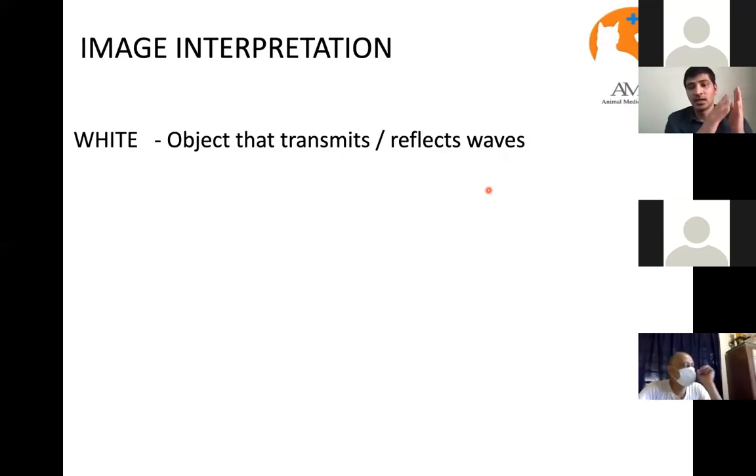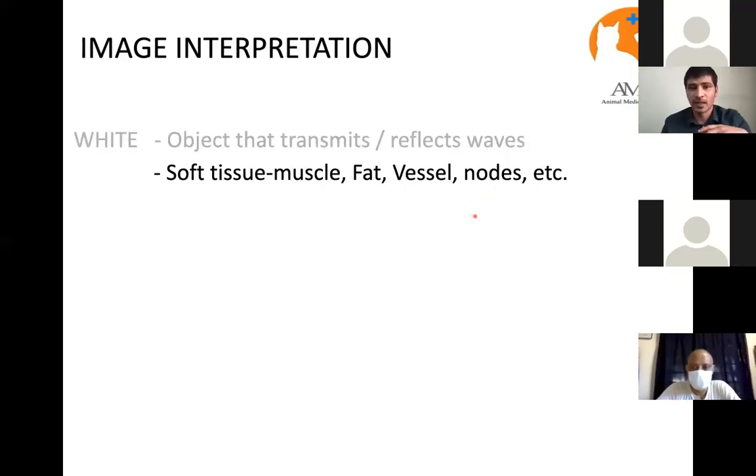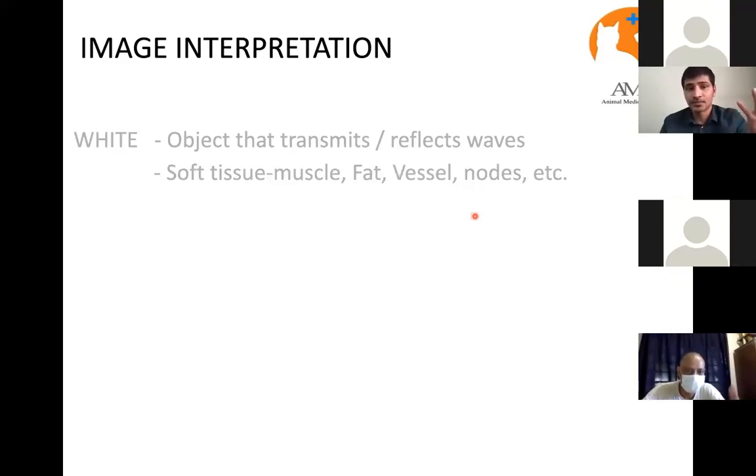That means the echo hits the object and returns back a large percentage of the echoes. So normally those objects are soft tissue, muscle, fat, vessels, nodes, and other organs. So those are the objects that we see more whitish.